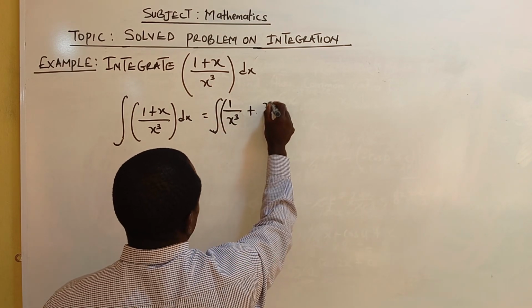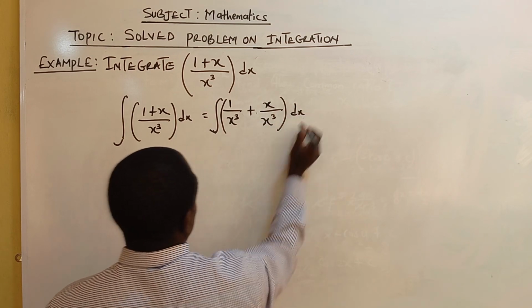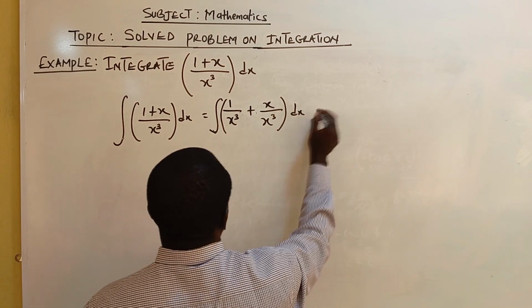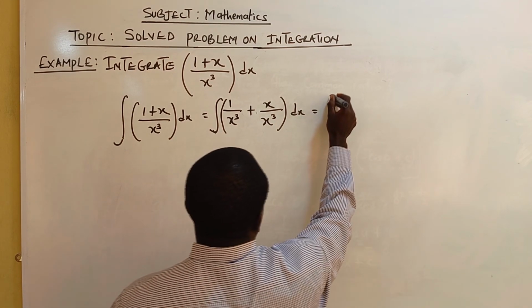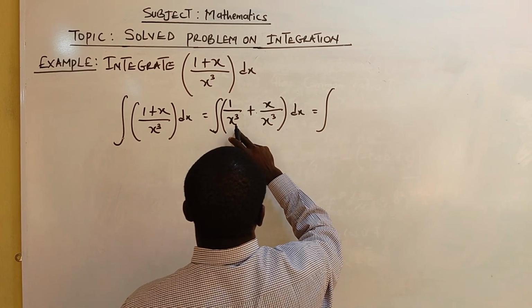Plus x over x cubed dx equals to the integral of, don't forget this one.